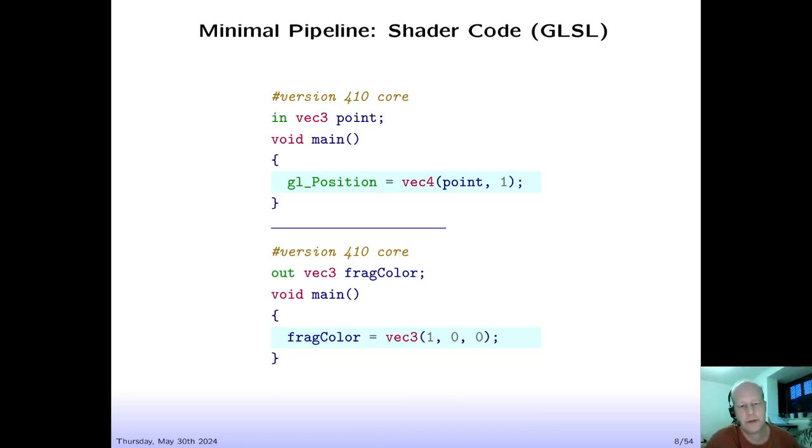So here's a very simple vertex and fragment shader. The vertex shader just takes a point from the vertex data and outputs it to gl_Position, which is a system variable, basically a standard output from the vertex shader. And the fragment shader in this simple example just outputs a red color.